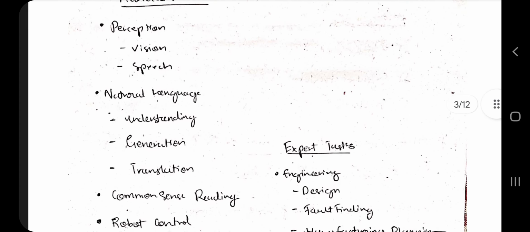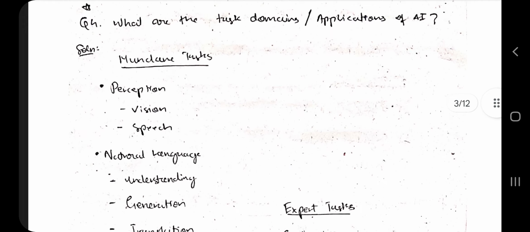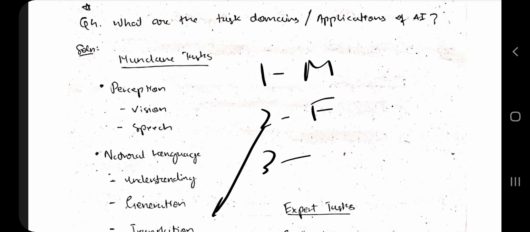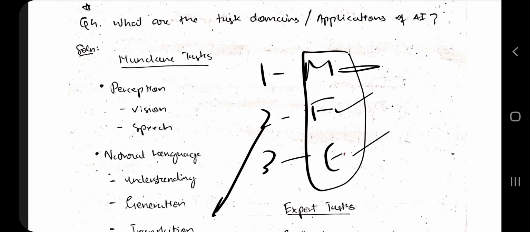So let's go through each of these. It's like level by level. Okay, the first level is the mundane task, the second level is the something starting with F, right? The third one is the expert task. Yeah, formal task and expert task. Okay, so these three levels: this is the easiest one, a little harder you can consider as medium level, and this is the hardest one.